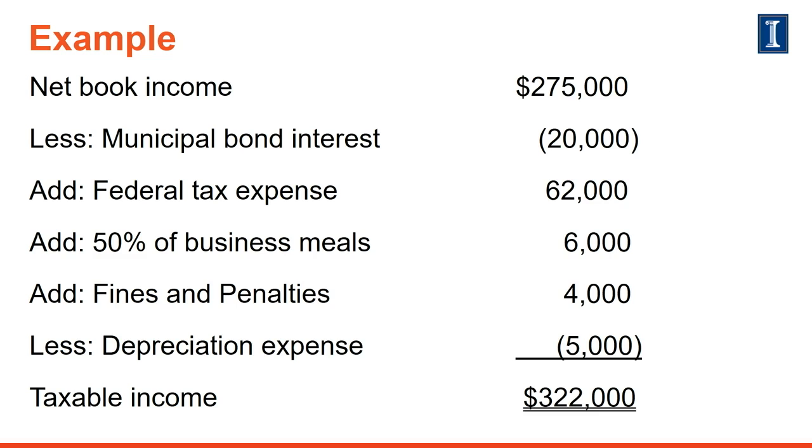begins with book income and then makes adjustments for book tax differences. The municipal bond interest income that is included in book income is subtracted because it is not subject to taxation. Federal tax expense is non-deductible, thus it is added back. Only 50% of business meals are deductible, therefore the other half is added back. No fines or penalties are deductible, thus they too are added back. Finally, depreciation expense for tax purposes was $5,000 higher than it was for book purposes. This difference is subtracted from book income to arrive at taxable income of $322,000.